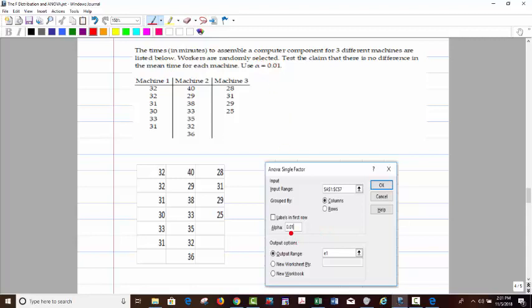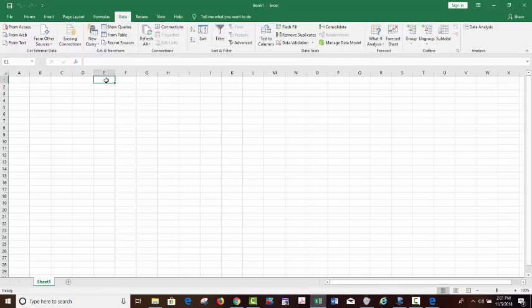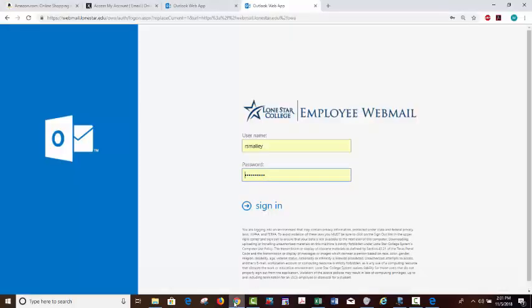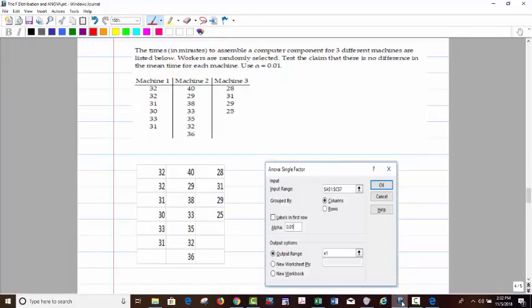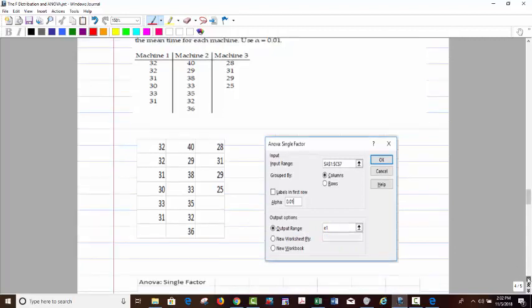So the alpha is 0.01, so I'll put that in there. And on the output, I don't put a range. I just pick a cell like E1, which would have been 2 more over to the right, like right here. So I would have started right there. It doesn't matter. It'll just go down and to the right. So you don't have to really tell it where to finish. It'll go down and to the right and won't overlap your original data. That's why I didn't put a final range there. So I come down here.